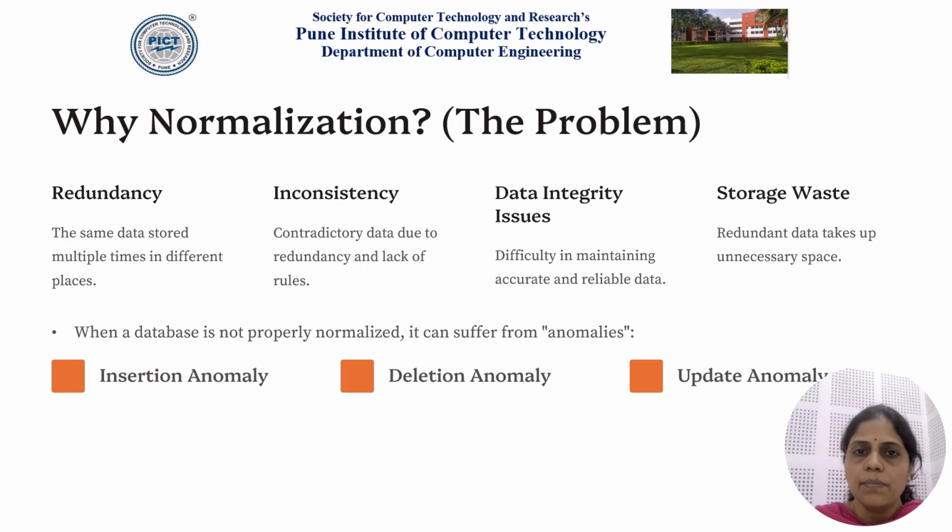And it's very difficult to maintain all the data present at those locations, which creates inconsistency in the database. As well, obviously, it will create storage waste. If we have the same values in a number of different locations, that will increase the database size also. So when a database is not properly normalized, it can suffer from a number of anomalies or problems. Basically, there are three anomalies: one is the insert anomaly, the second is the delete anomaly, and the third is the update anomaly.